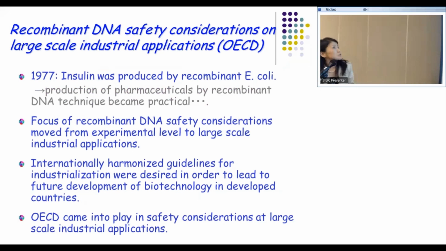And up to this point, the safety consideration was at the laboratory level, but in the wake of insulin production by recombinant DNA technology, the focus of recombinant DNA safety considerations moved from the experimental level to large-scale industrial applications. Then, internationally harmonized guidelines for industrialization were desired in order to lead to future development of biotechnology in developed countries. Then, OECD came into play in safety considerations at large-scale industrial applications.